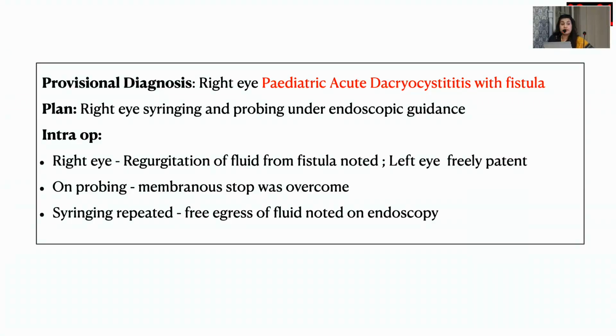Now this child is 3 months old, but the child has dacryocystitis. We are not going to wait. We will plan for syringing followed by probing under general anesthesia under endoscopic guidance. I do all my probing under endoscopic guidance by default. So the first step intra-op was regurgitation of fluid. We saw regurgitation of fluid from the fistula, whereas the left eye was freely patent. On probing, we overcame the membranous stop, following which, when we repeated the endoscopy, the probe was visualized, followed by free egress of fluid noted in the inferior turbinate, hence giving us a patent NLD post-operative.